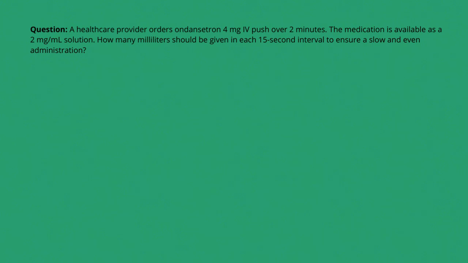So in this question, we have a patient with an order for ondansetron 4 milligrams, IV push over 2 minutes. The medication is available as a 2 milligram per milliliter solution. How many milliliters should be given in each 15-second interval to ensure a slow and even administration?